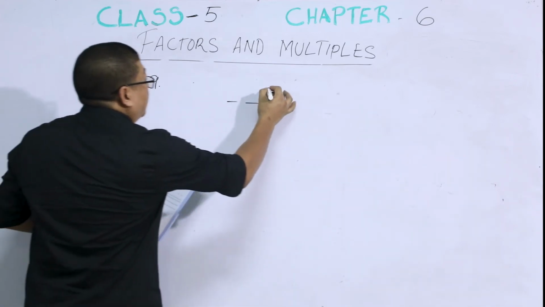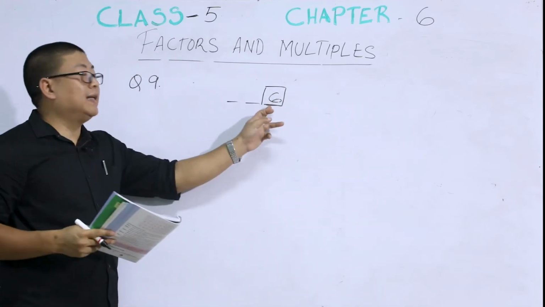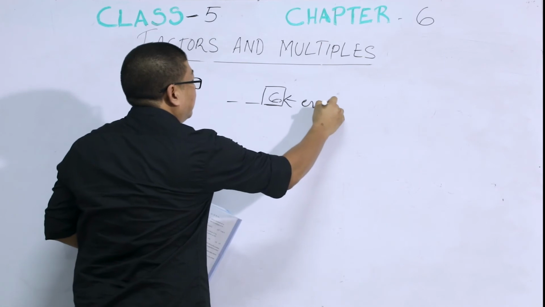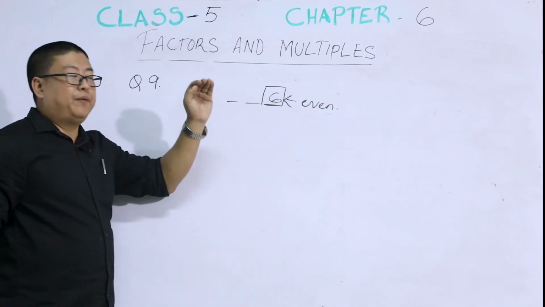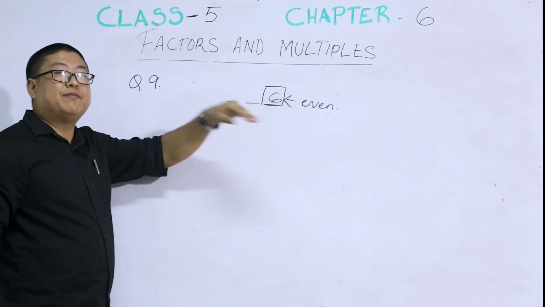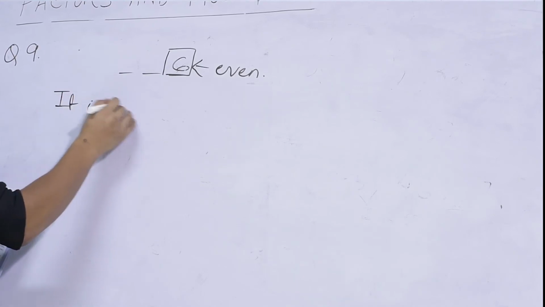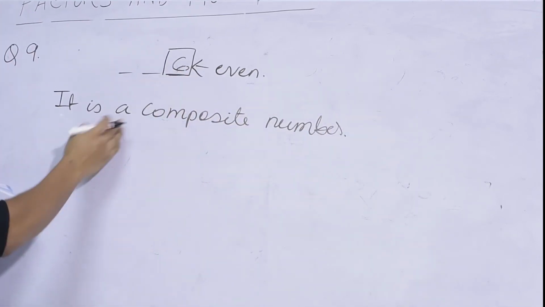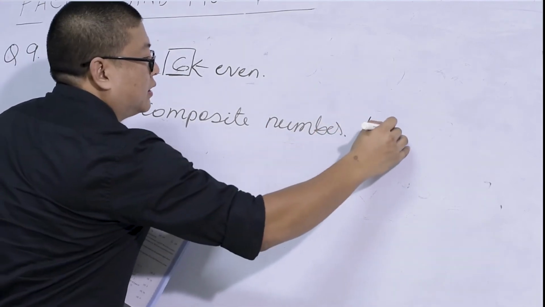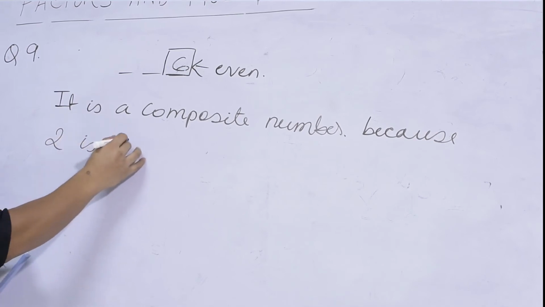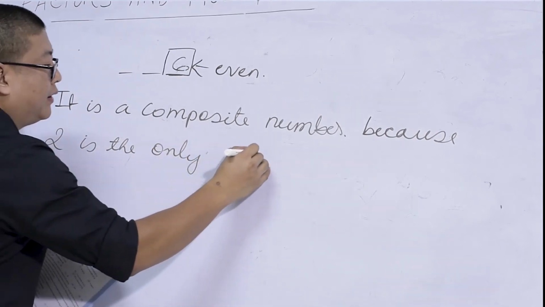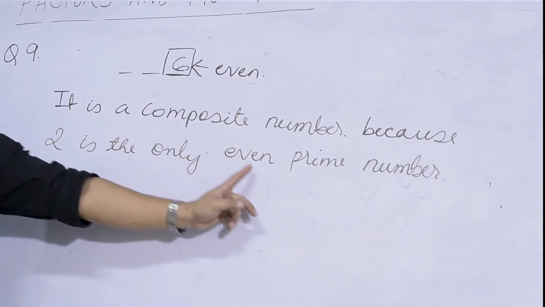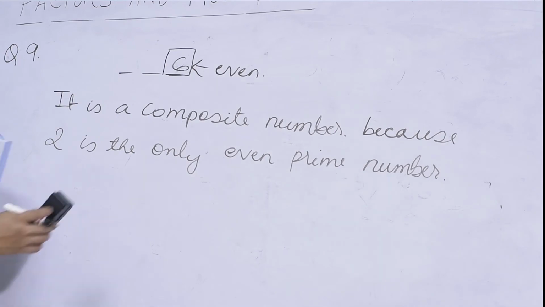Okay? So, ones place is 6. The last number is 6. That means this number, whatever number may be here, this number is 6. So, this is even. It is even, right? So, if it is even, it cannot be a prime number. That means if it is not a prime number, it is a composite number. It's simple as that. Since this is even, it becomes a composite number because 2 is the only even prime number. Please keep this in mind. 2 is the only even prime number. Okay? So, that is about question number 9.